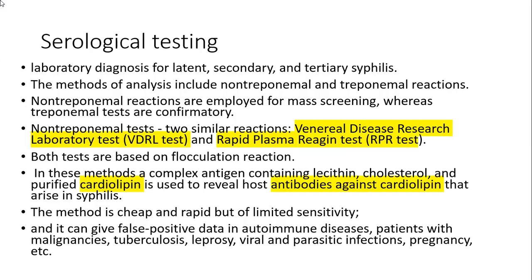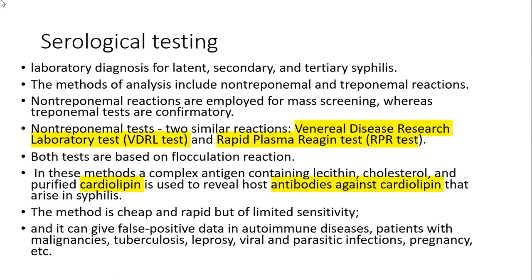So we have tests for mass screening. Mass screening means that a lot of people are tested with this test, and if somebody gives a positive reaction, they must be administered the treponemal test for confirming. By a non-treponemal test, we can't confirm syphilis. It only chooses the people who must be tested with the treponemal test.